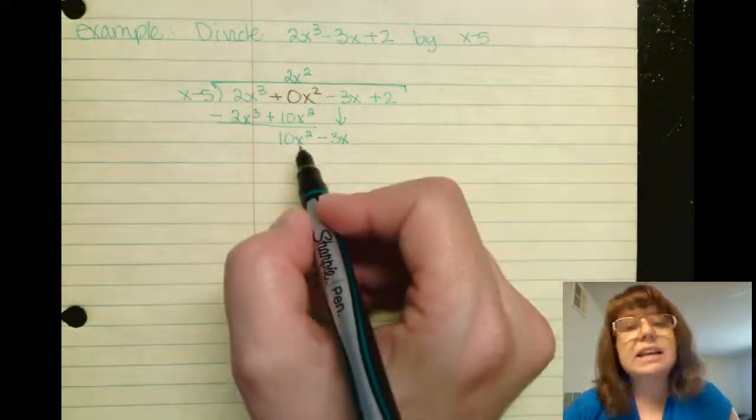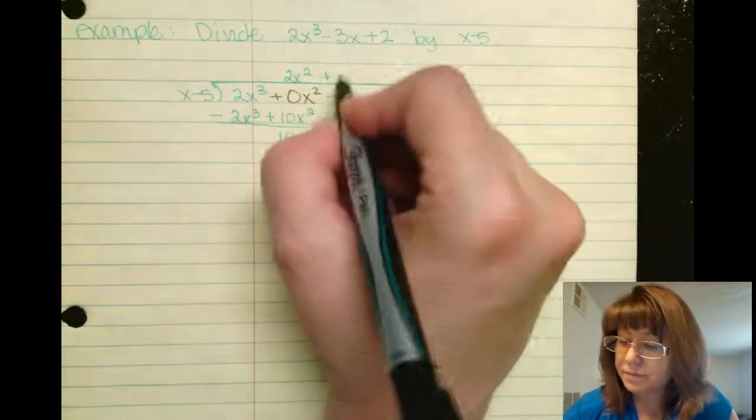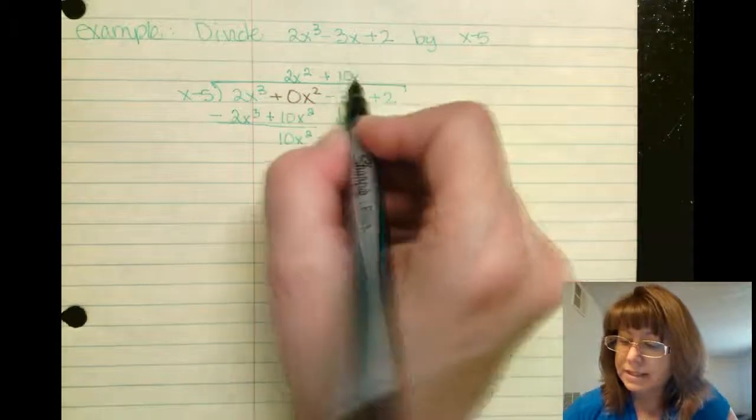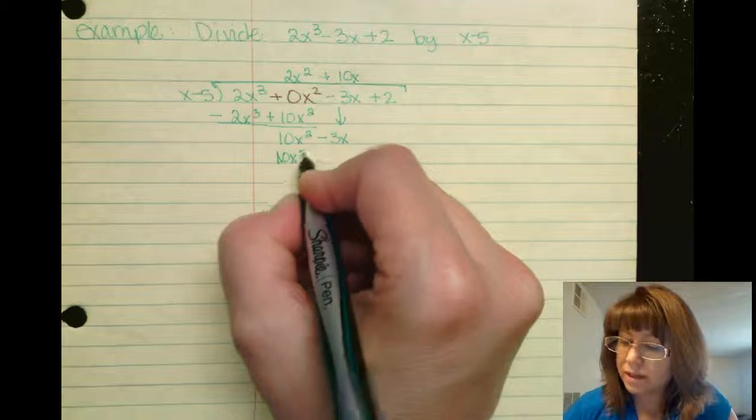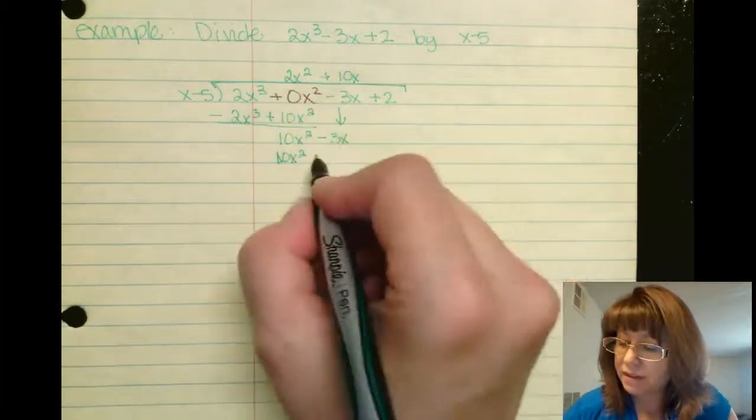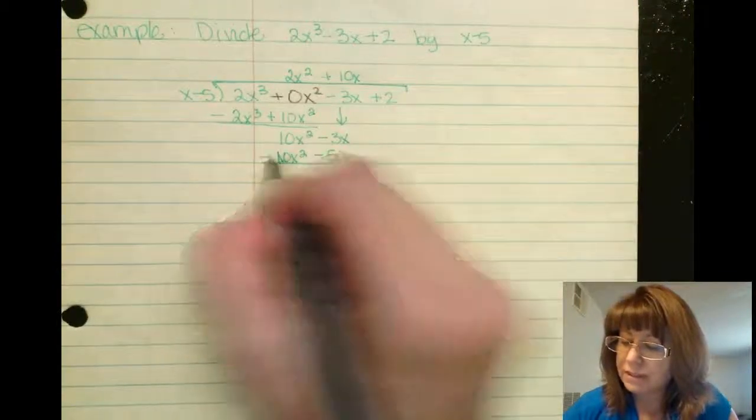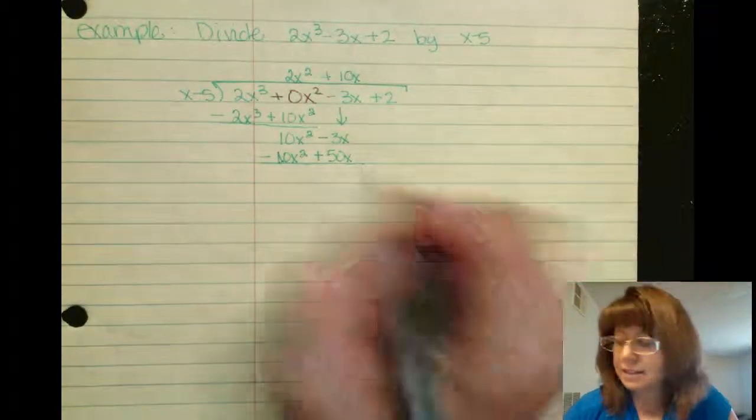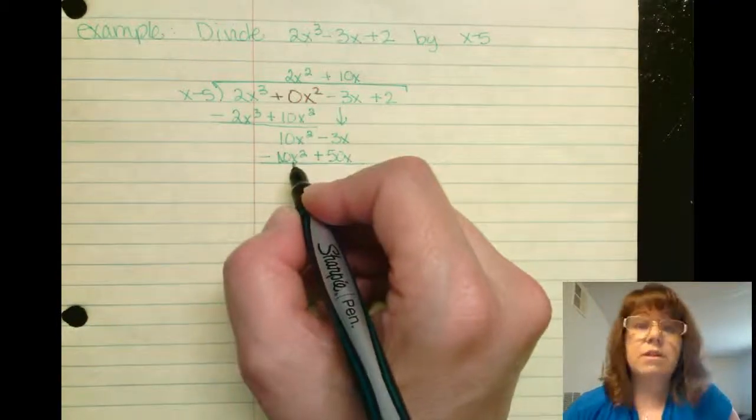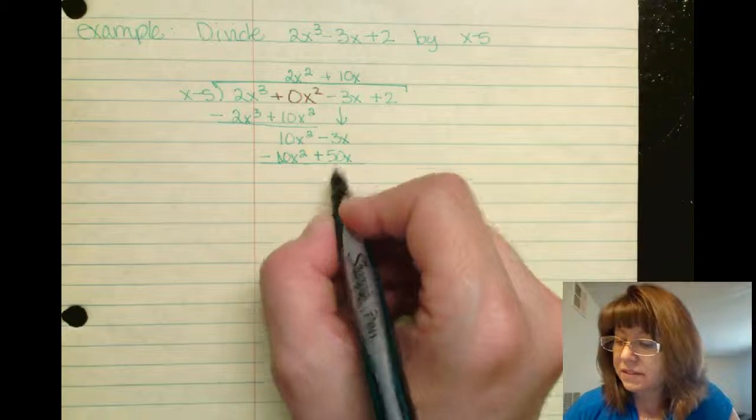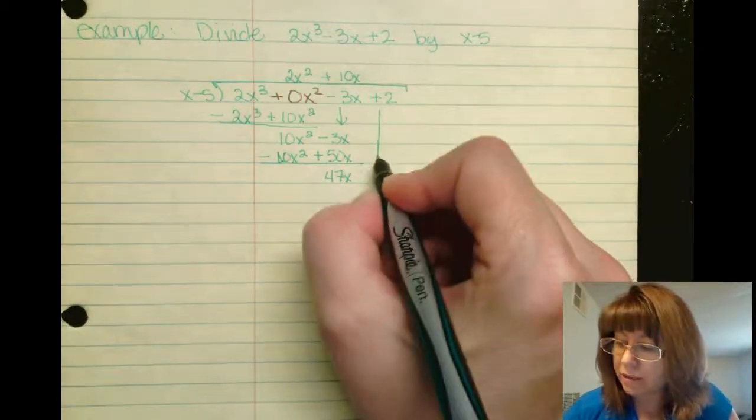X goes into 10x squared. 10x times x is 10x squared. 10x times negative 5, negative 50x. Change all the signs. 10x squared minus 10x squared is 0. Negative 3x plus 50x is 47x. Bring down the next term.